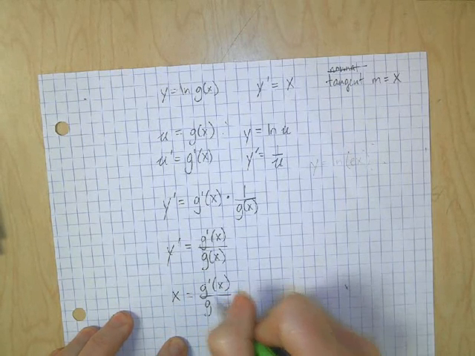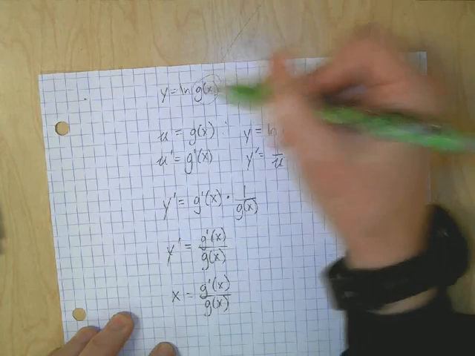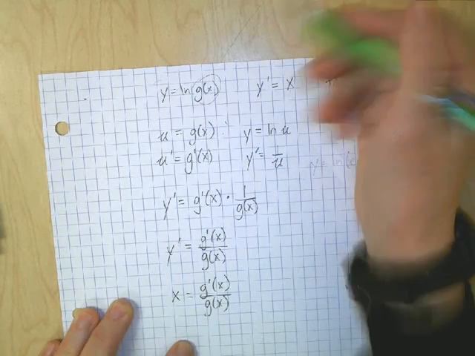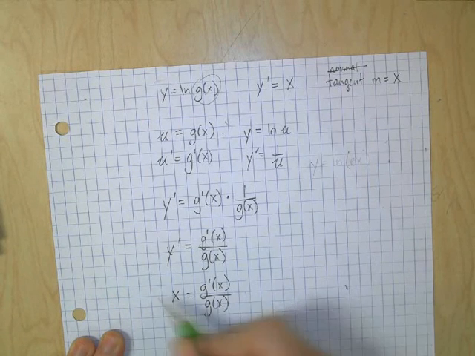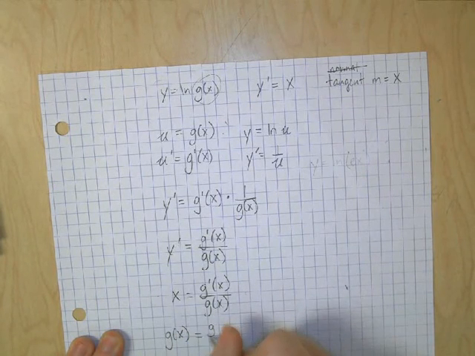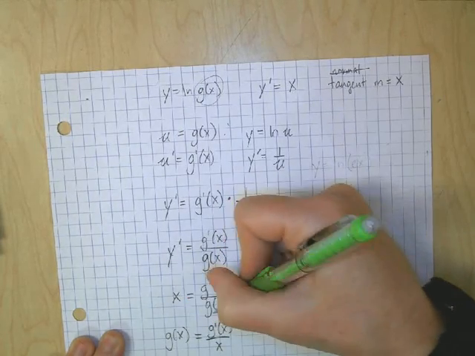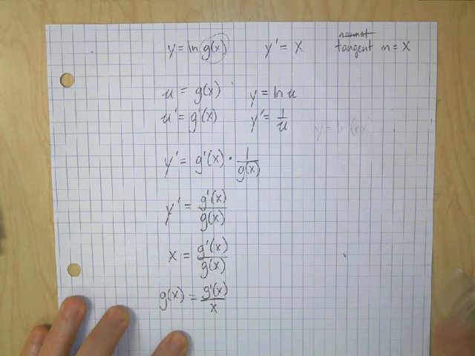over g of x. So what I want is to figure out what g of x is, because they want me to write the equation of this curve. So I need to find out what g of x is. I'm going to try and get g of x by itself, so I'm going to multiply both sides by g of x, and divide both sides by x. So in effect, these two are just going to end up switching places.